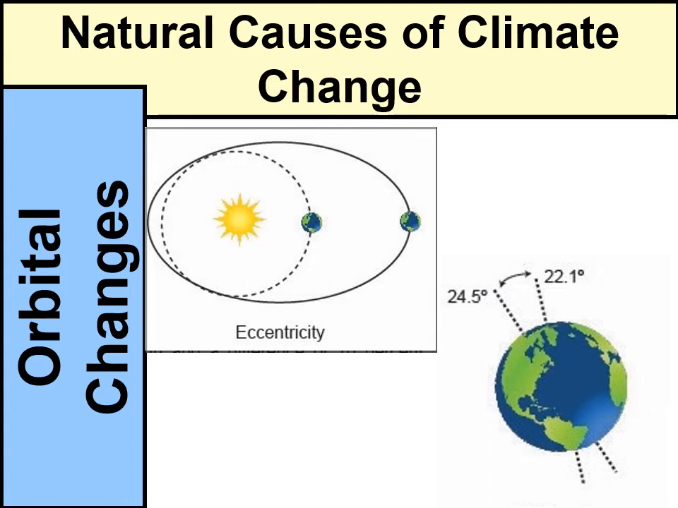In addition to that, the tilt of the Earth will change as well. Now, the tilt of the Earth is what causes our seasons. At the moment, it's about 23.5 degrees. Sometimes it will be a little bit more, 24.5, sometimes a little bit less, 22.1. We're talking about tens of thousands of years for this to happen, but it is a natural cause of climate change.